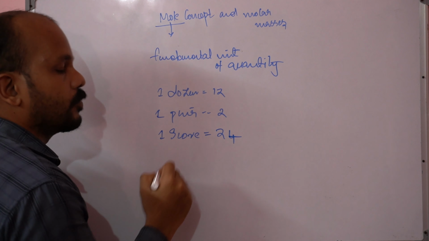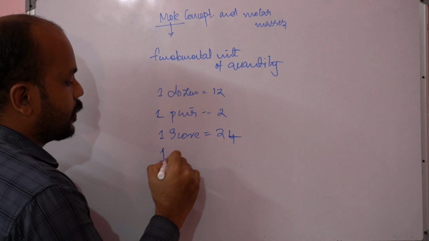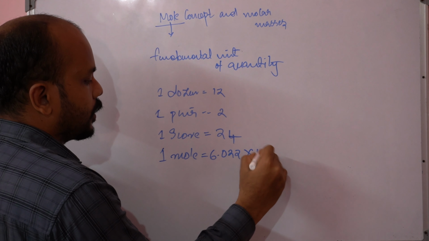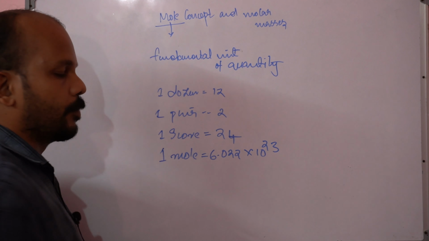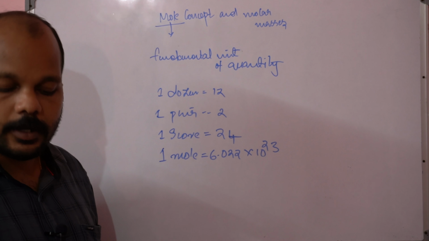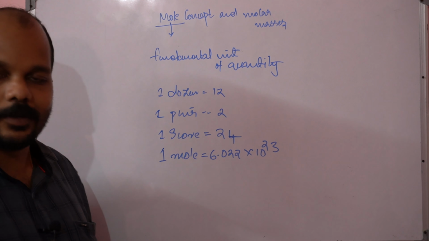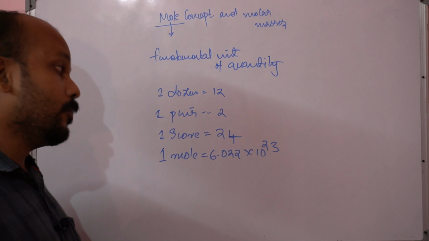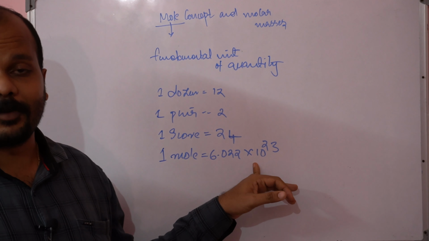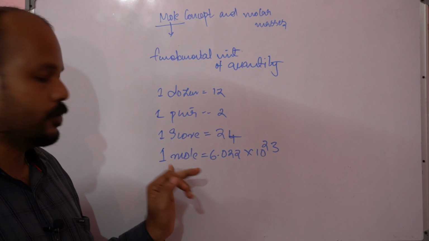And in the same way, 1 mole is 6.022 into 10 raised to 23 number of atoms or molecules, whatever it could be. Suppose I am taking 12 pens of this kind, it is going to be 1 dozen, or else 2 pens is going to be 1 pair. If you are taking 6.022 into 10 raised to 23 entities, it could be molecules or atoms, and that is going to be 1 mole.